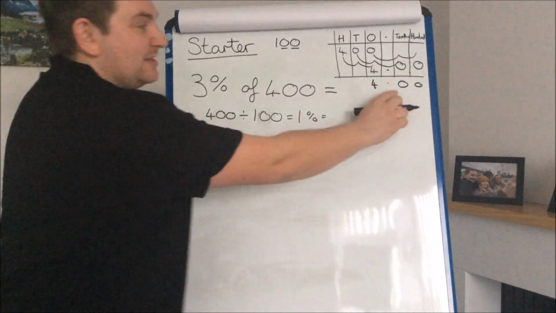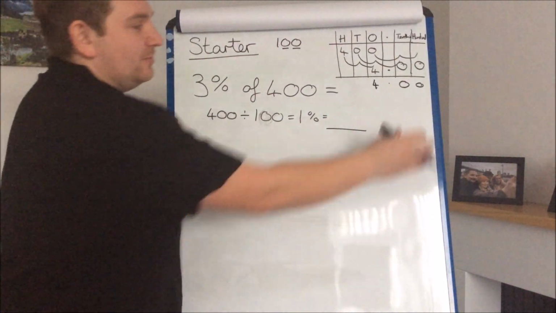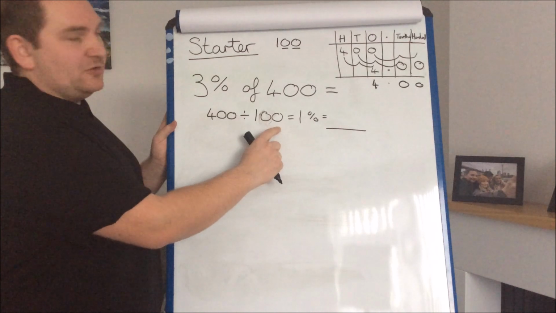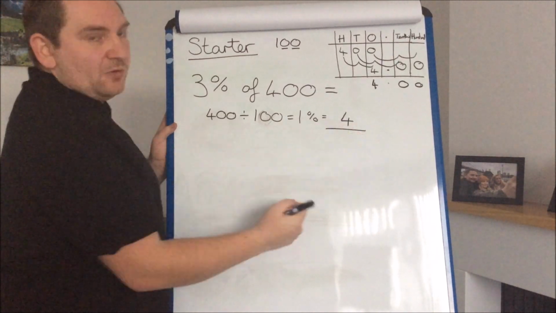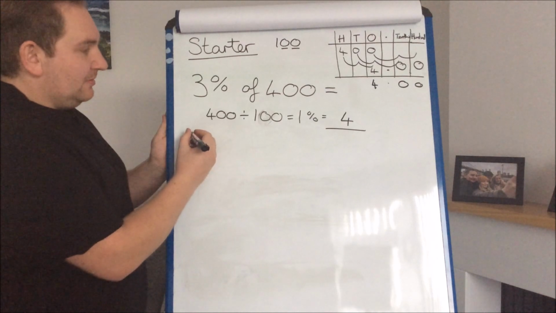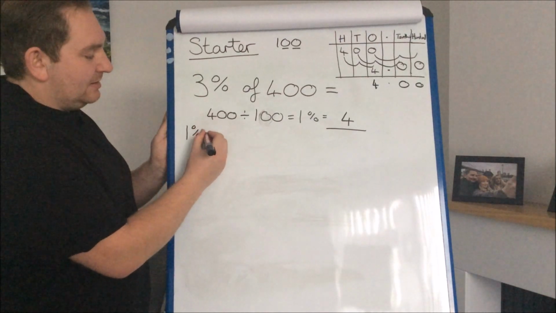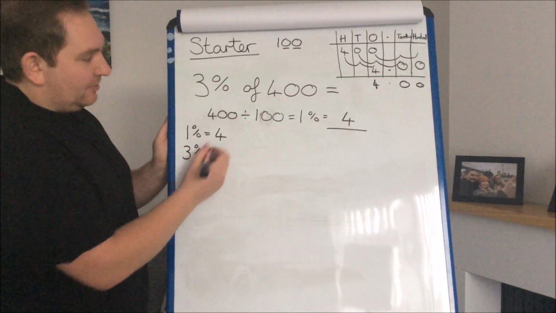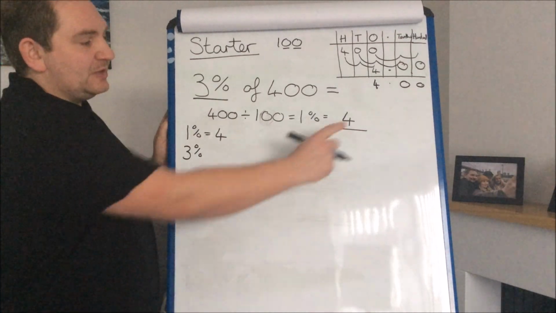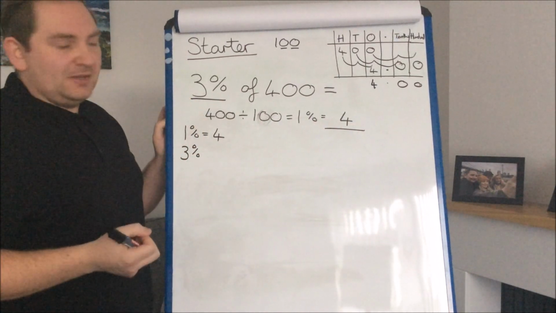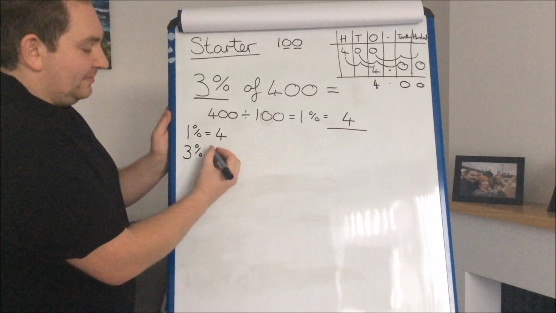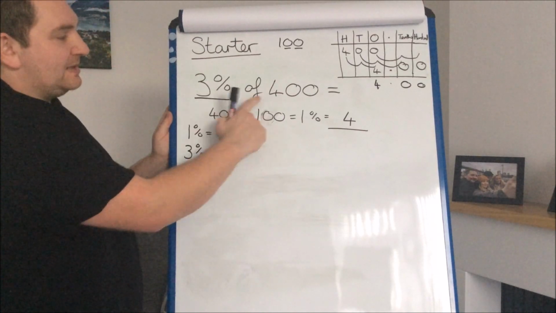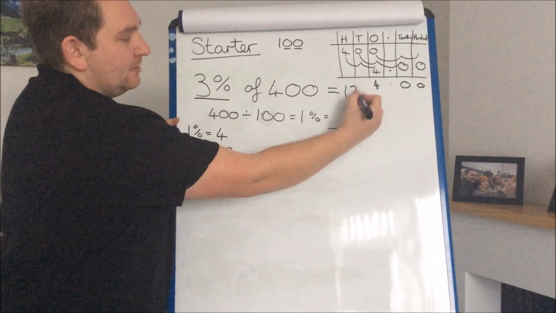Now, those zeros are just placeholders, so we don't need them. We can get rid of those and just say 4. So 400 divided by 100 equals 4, which is 1%. Now that we know 1% equals 4, to work out 3%, which is what we are looking for, we just multiply 1% by 3. So 4 times 3 is 12. So 3% of 400 equals 12.